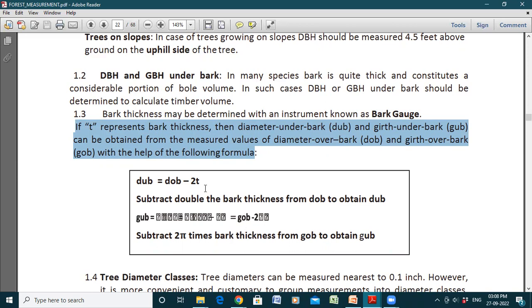Is it clear? I'm repeating again. DUB here is the diameter under bark. DOB means diameter over bark, where we are considering the bark portion also. So DUB will be DOB minus 2 into T. Similarly, GUB is equal to GOB minus 2 pi T. So subtract 2 pi times the bark thickness from the GOB to obtain GUB. This should be pi, although it is not visible.